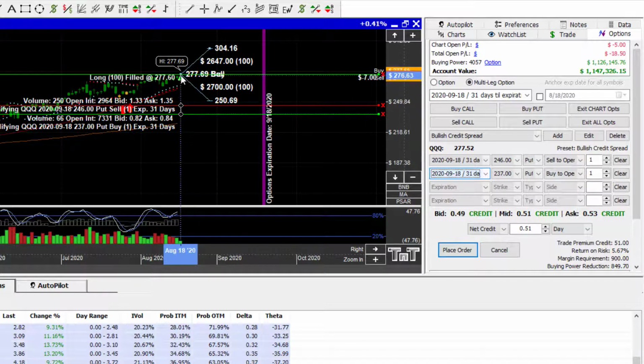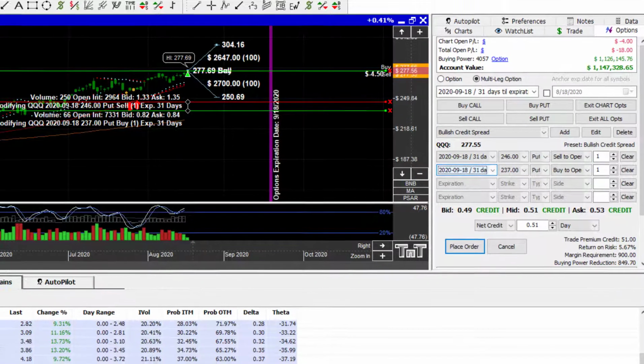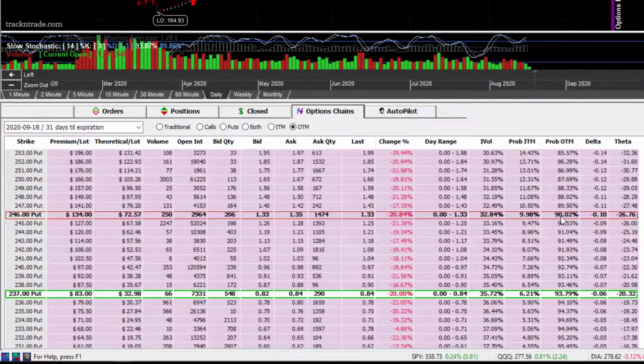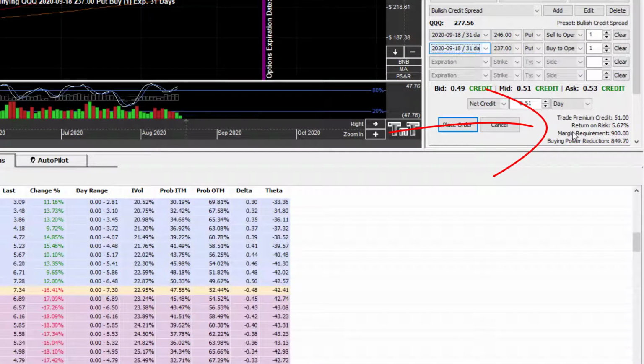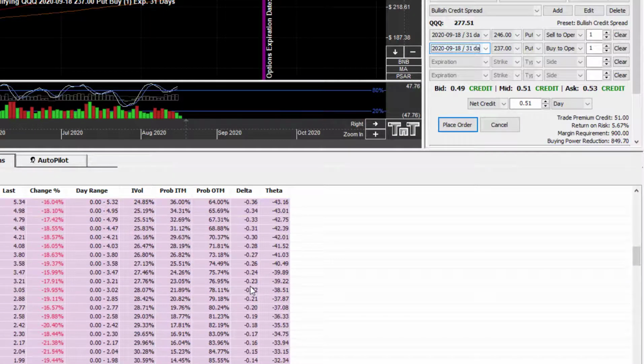Well, the risk is that the market could fall below that red line and you would end up losing your $900. But what's the chance of that? Well, we know the odds. We can come down here and look at the odds. The odds are 90% that it's not going to happen. Probability of being out of the money, 90%. Now we've got a $900 margin requirement there. That's our risk. That's our insurance policy.